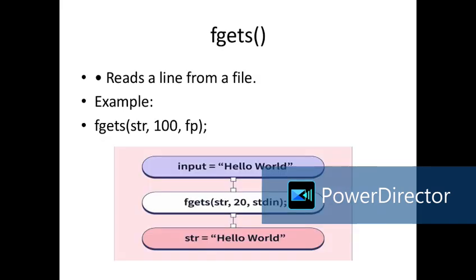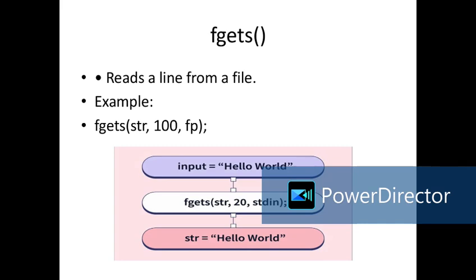fgets. The fgets function is used to read a complete line from a file, including spaces. It is a safer and more flexible way to read strings compared to fscanf. Syntax: fgets(string, size, file pointer). Example: char line[100]; fgets(line, 100, fp).